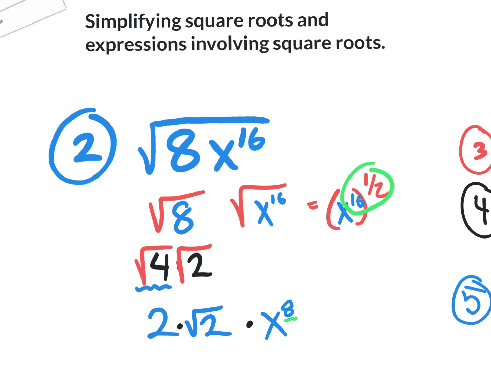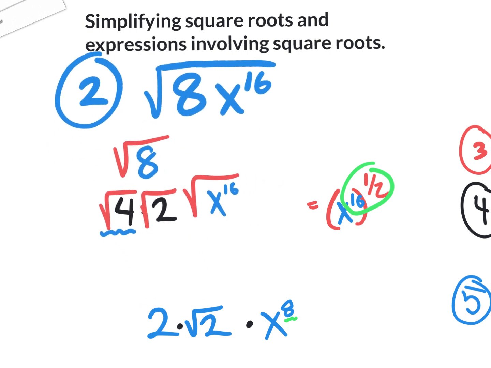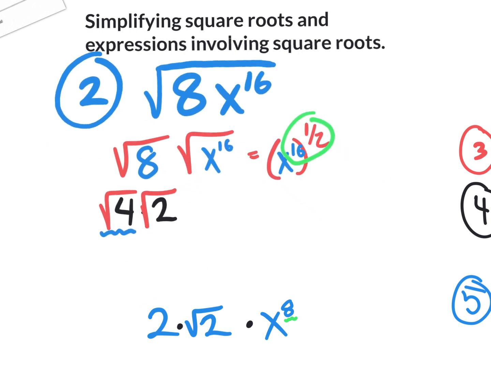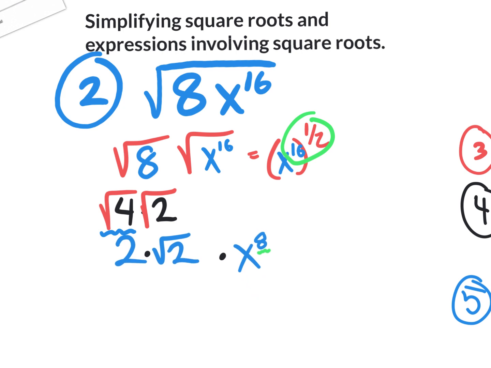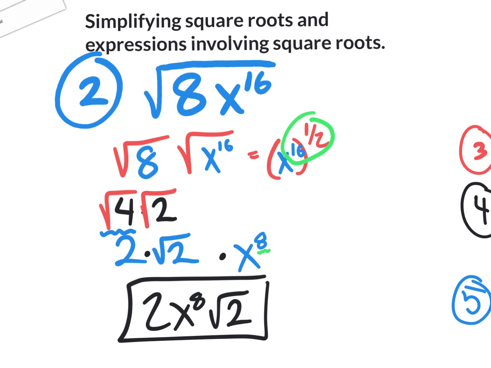Now, what do I mean by organizing it? I'm going to put the 2 and the x to the 8th together, 2x to the 8th, and I want to put the square root at the very end. So there's my final answer, organized nice and neat: 2x to the 8th square root of 2. Again, it's a long lesson, I apologize, but there's no real homework today, okay?